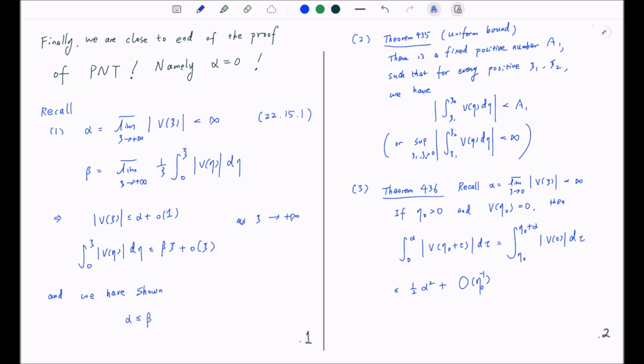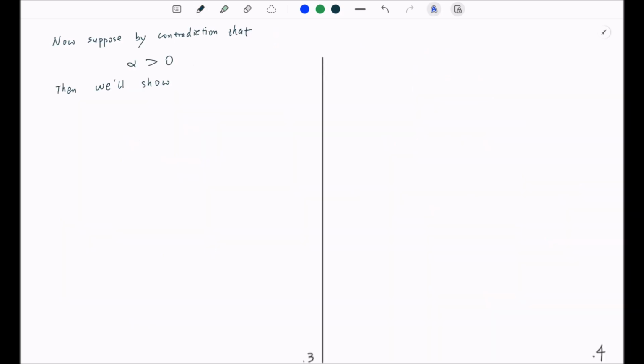So don't worry. You might want to pause here and take a screenshot. But I will move on. As I mentioned from the beginning, our proof will be by contradiction. Now we assume alpha is bigger than 0. Then we will show the following.